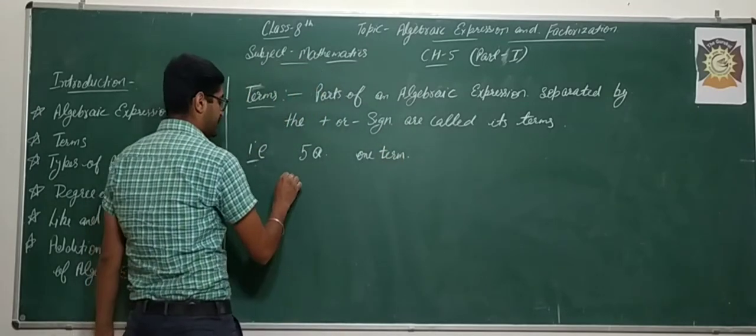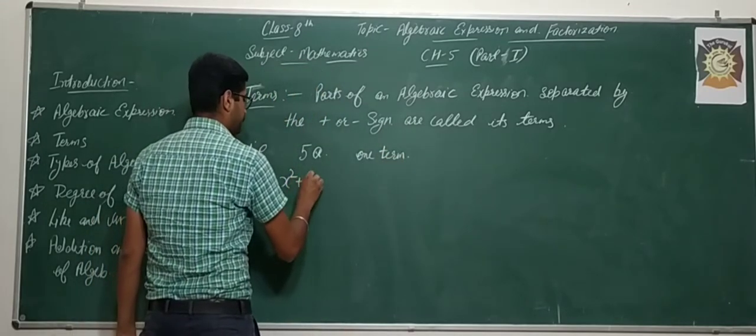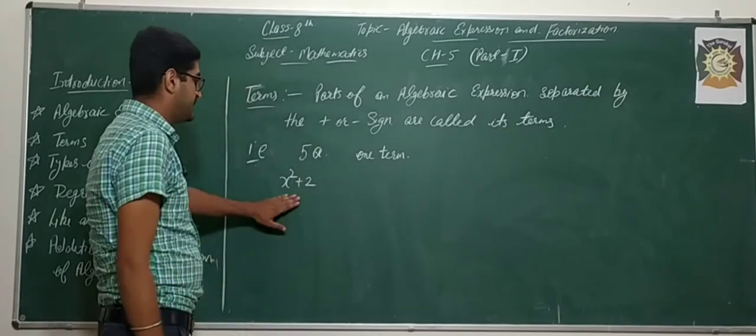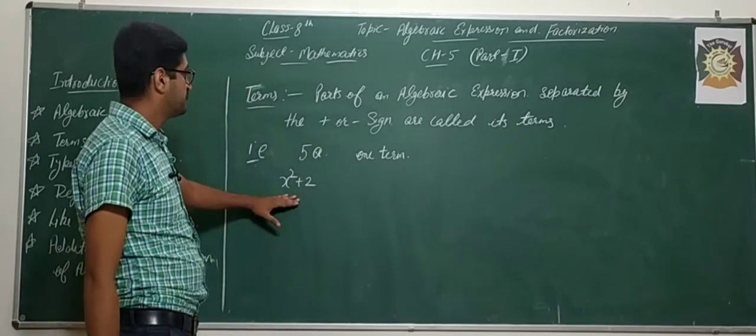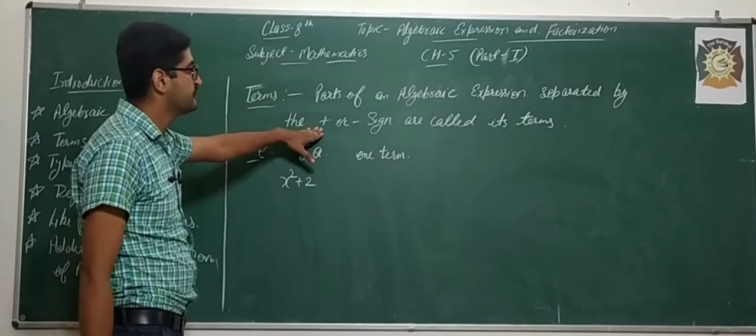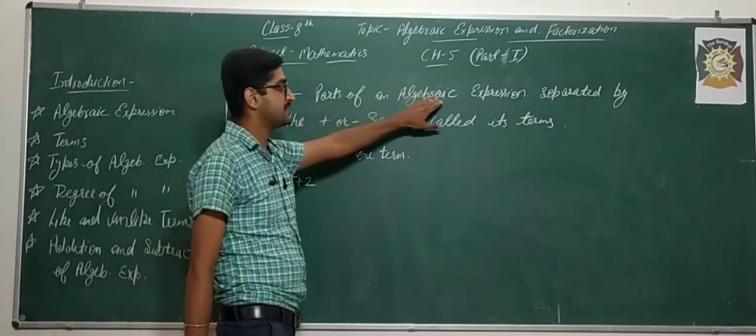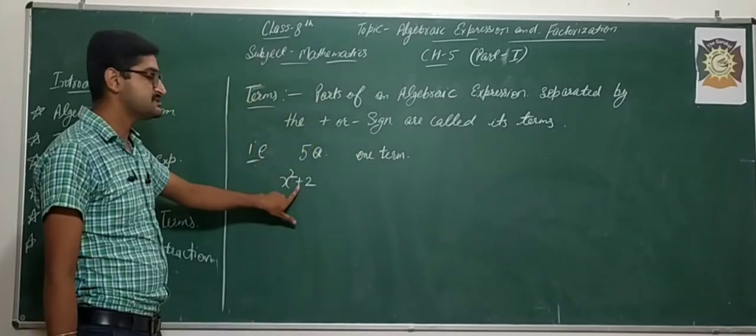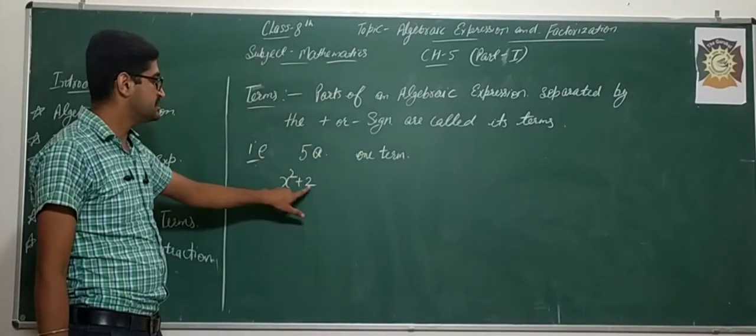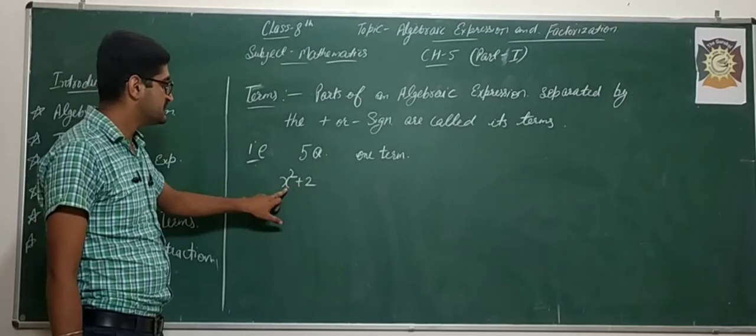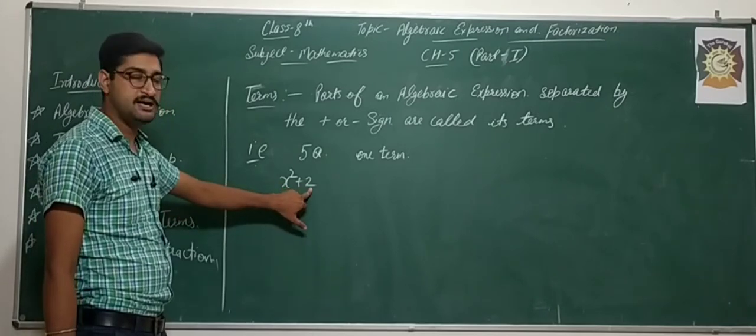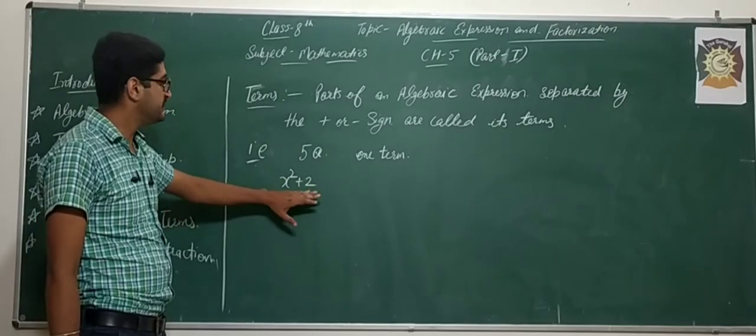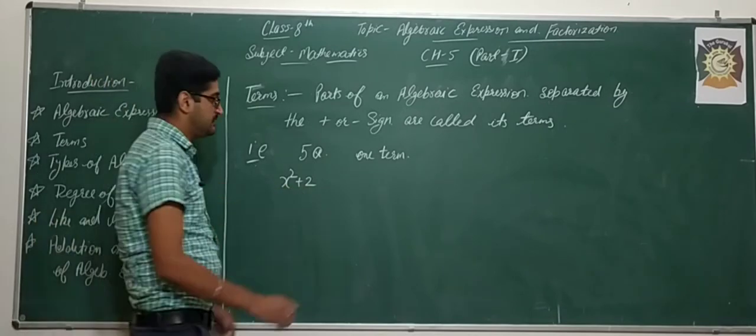Okay, now the next is x square plus 2. It's again an algebraic expression, but according to the definition, that parts of an algebraic expression separated by the plus or minus sign. Here you can see the plus sign is in between these two. So it means this is the first term and this is the second term. So it means in this expression there are two terms.